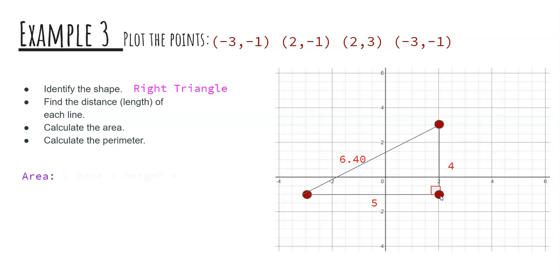So to find the area, it's going to be base times the height divided by 2. As we mentioned, it is half of a rectangle shape. So we know its base is 5, the height is 4, so 5 times 4 is 20. Divided by 2 will give us then 10. To find the perimeter, we need to add up all the sides right there, so all 3 sides, and that's going to give us 15.40.